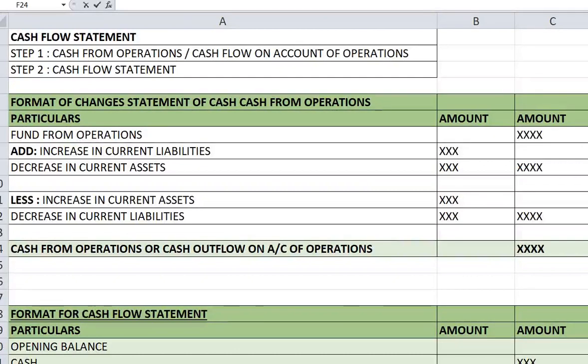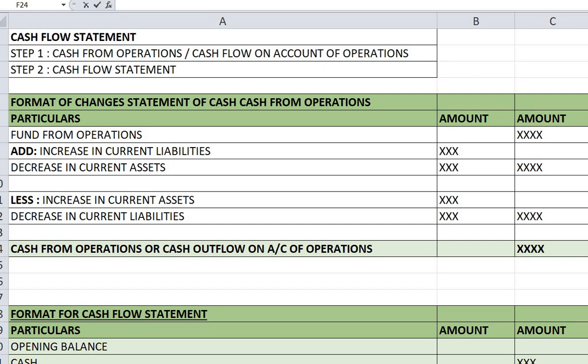Hello all. In this video, we are going to discuss the format of preparation of cash flow statement along with the format of preparation of cash from operations. You all know what a cash flow statement is. A cash flow statement states the inflows and outflows of cash into an organization, that is the incoming cash and outgoing cash happening over a period of time. In order to understand the inflow and outflow of cash, you need to prepare a particular statement, which is known as cash flow statement.